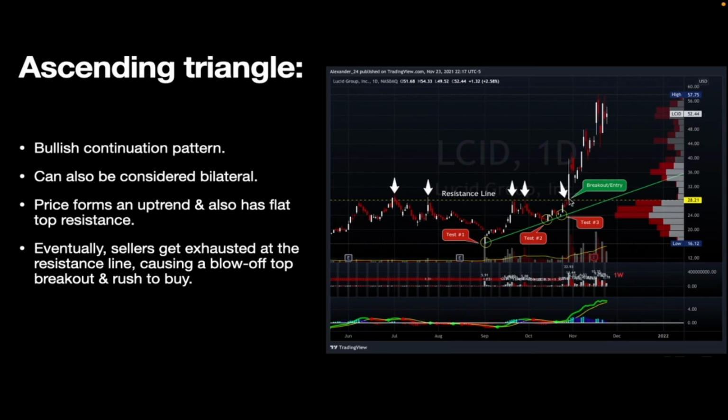And I'm pretty sure it even had a catalyst to go with it, so it had good news, plus volume, plus the setup. It's a no-brainer. You could have entered right here, held for a couple days, and you would have been good.